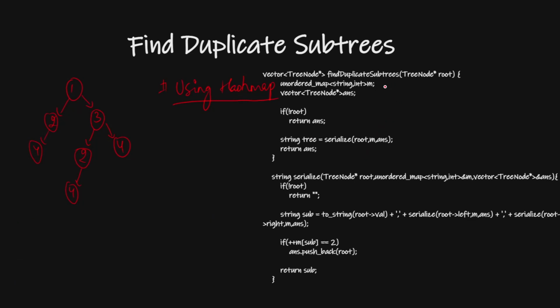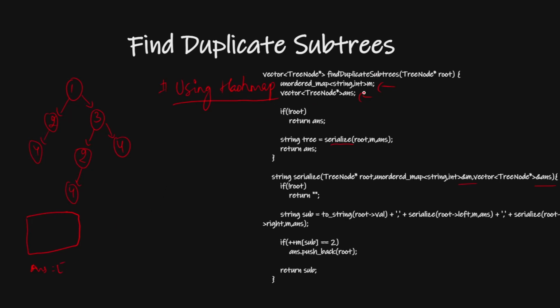So here, first of all we are using another map and this vector. In this vector we will store the roots of all our duplicate subtrees. First we check if our root is null, then we return this empty vector. Otherwise we call our serialize function with the root, this map, and this answer by reference. For simplicity, I can write it here: this will be my map and this will be my answer, which is right now an empty vector.